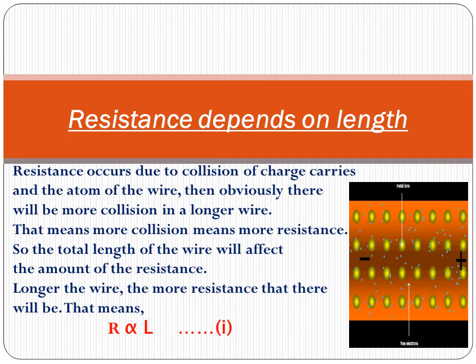So the total length of the wire will affect the amount of resistance. The longer the wire, the more resistance there will be. That means R is directly proportional to L. That means resistance is directly proportional to the length of the conductor.